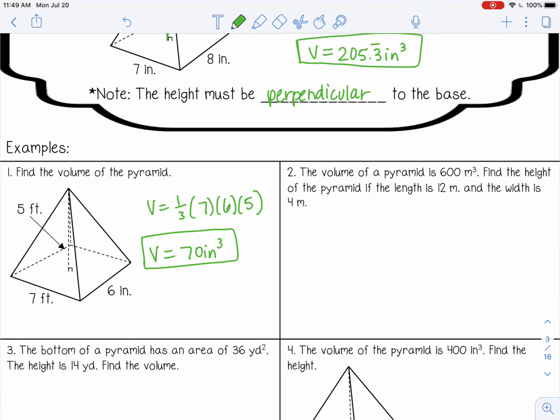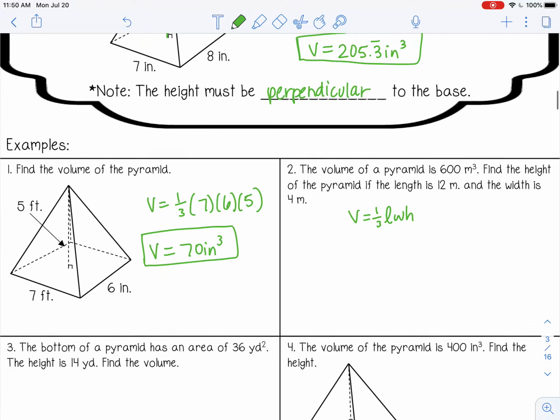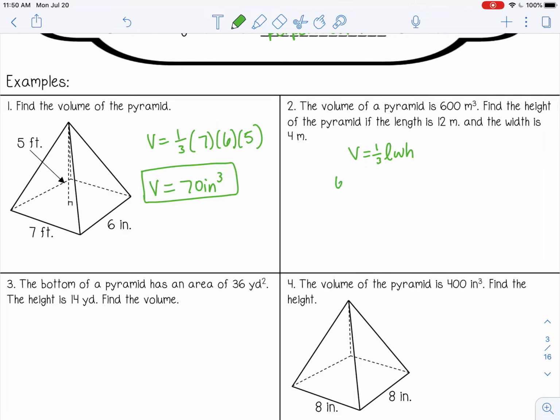Number 2, the volume of a pyramid is 600 meters cubed. Find the height of the pyramid if the length is 12 meters and the width is 4 meters. So this one we're working backwards. All right, so my volume is 600. My length is 12. My width is 4, and we don't know the height.